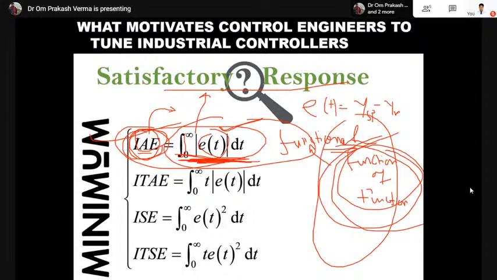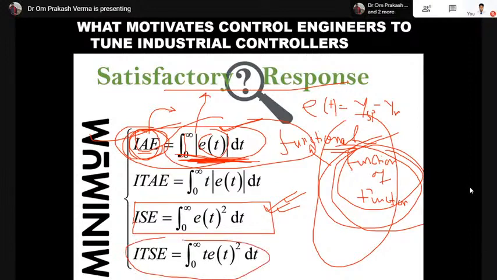So the first is the integral absolute error. Second is the integral time absolute error. Third is the ISE, the integral square error, and generally this equation is used for the optimization. And the fourth is the ITSE, the integral time square error.